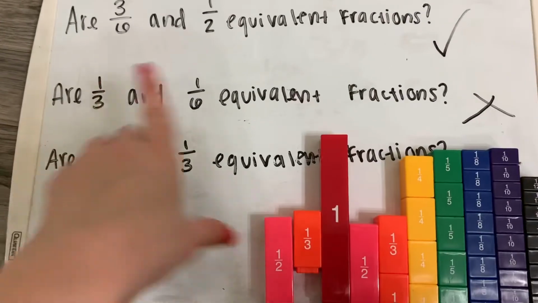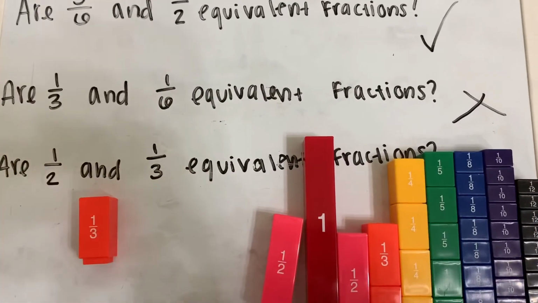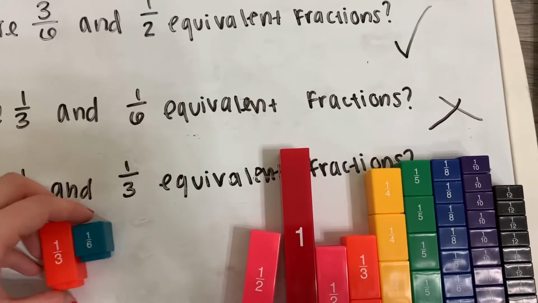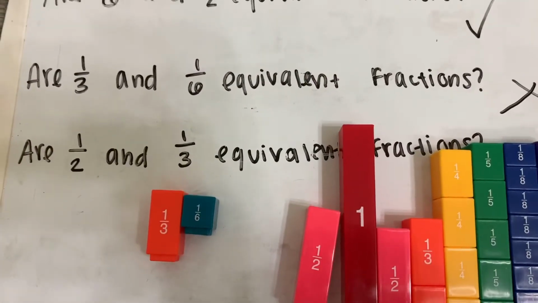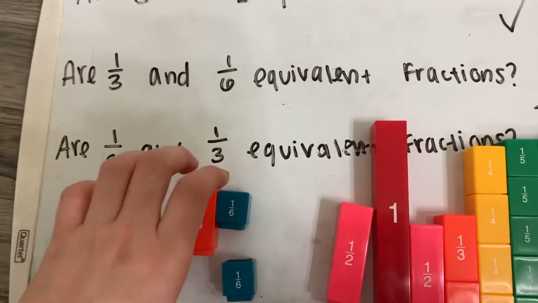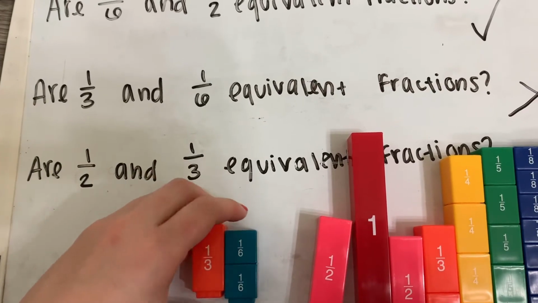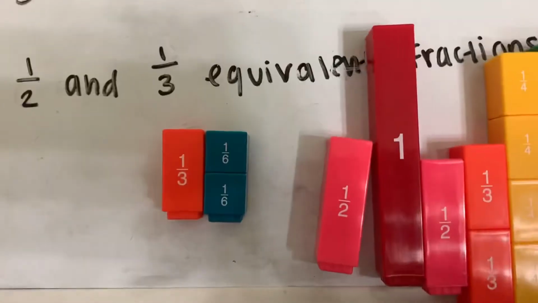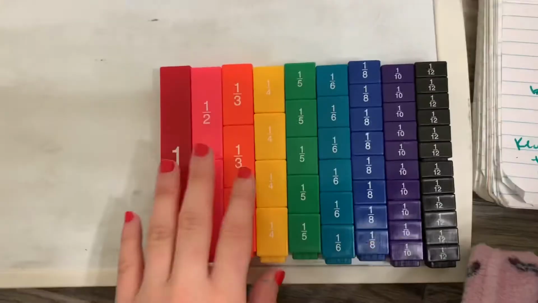So if we were to look back at question number 2, are 1/3 and 1/6 equivalent fractions? I'm just going to bring back the cubes again. So 1/3 and 1/6. They were not equivalent fractions, but what can I do to make this an equivalent fraction? Well, I can add another 1/6 block, and properly showcase that 2/6 and 1/3 are equivalent fractions.